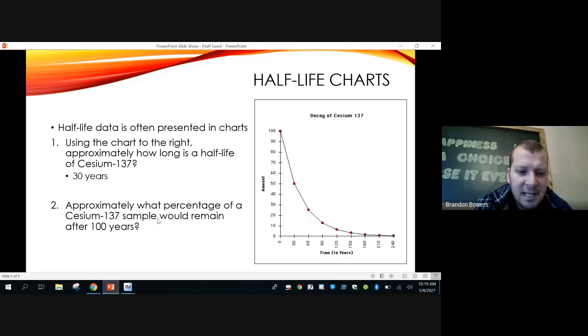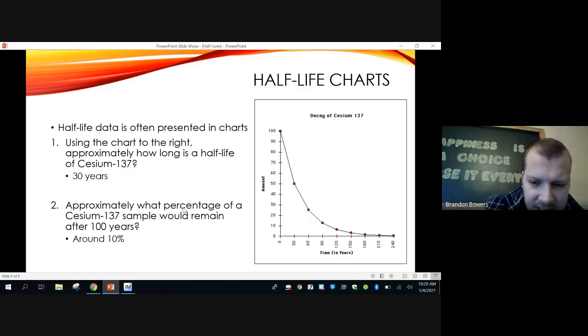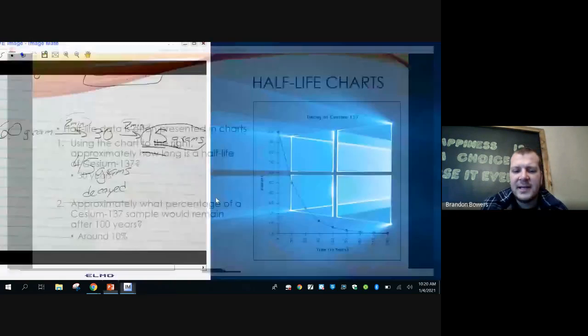A second question, approximately what percentage of cesium sample would remain after 100 years? Well, you can have two options. You can go to about approximately 100 would be right in here, and if you go over, maybe a little above 10, maybe around 10, or you can do it mathematically. So I'm going to say around 10%, okay? And that's what a graph looks like.